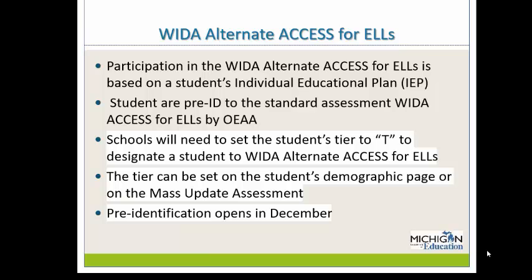To pre-ID a student to the WIDA Alternate Access for ELLs, the schools will need to set up the student's tier to T in their demographic page for the WIDA, or for a group of students, it can be done on the Mass Update Assessment page of the Secure Site. Pre-identification opens in December.